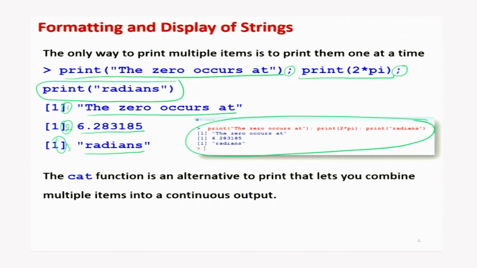In order to solve such issues, we have an alternative function, cat, which is an alternative to the print function, and it allows you to combine multiple items into a continuous output.